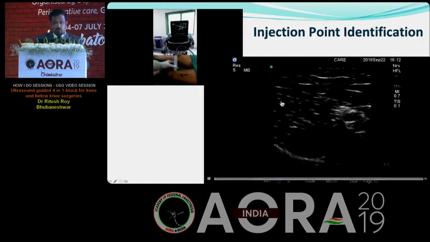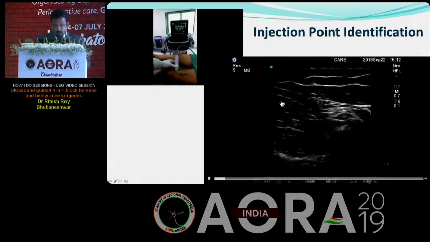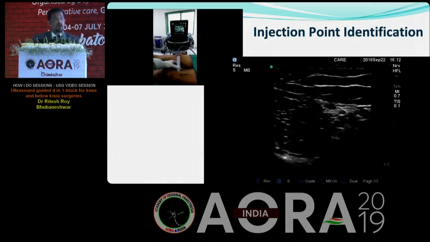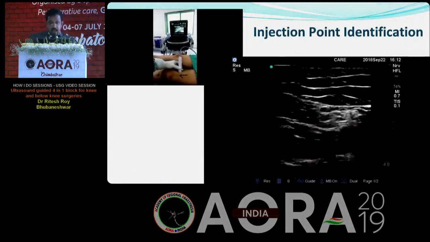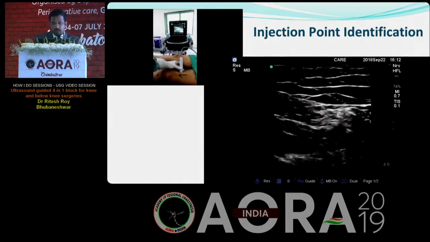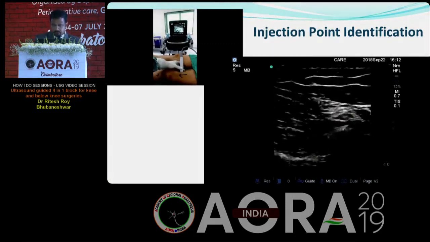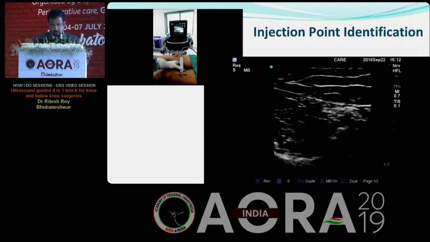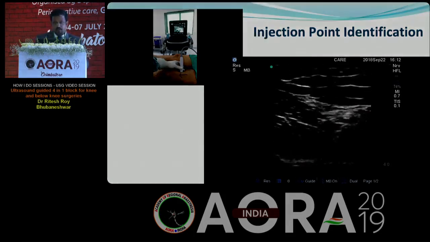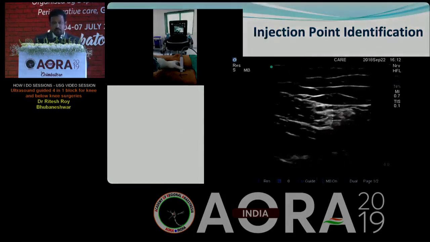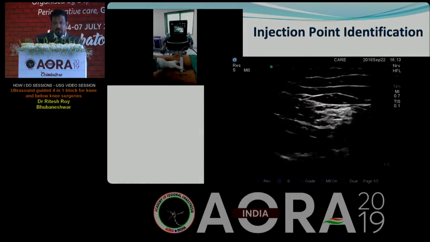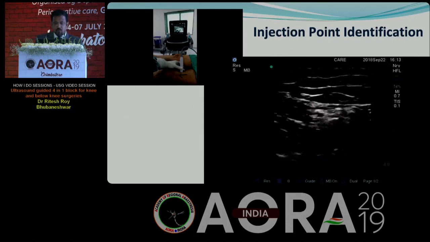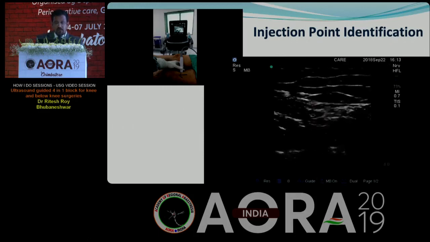We slide the probe on the medial aspect of the knee, starting from the medial condyle, and as we go up, we wait for the descending genicular artery to come out. You can see the descending genicular artery coming out. As the descending genicular artery comes out, we slide the probe slightly up, and the place where the descending genicular artery has gone is the point of injection.